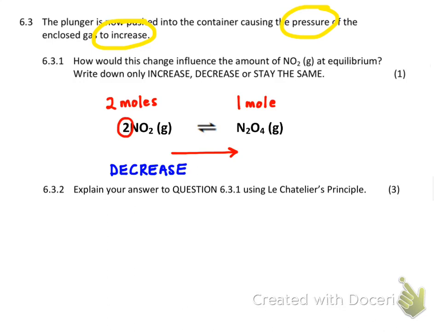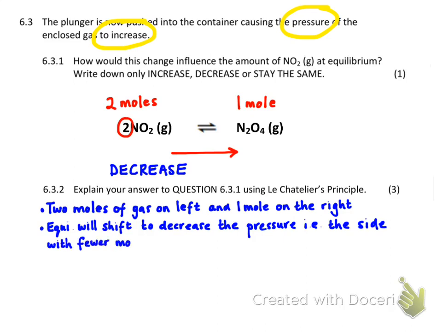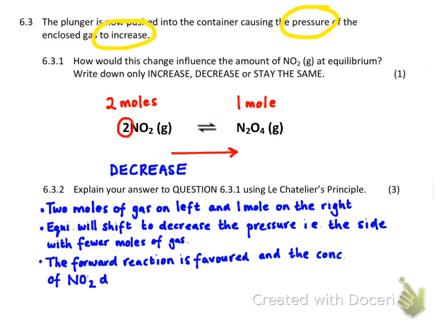Now I've gone through the explanation, but let's just quickly talk through it. We've got 2 moles of gas on the left, and we've got 1 mole on the right. And according to Le Chatelier, the equilibrium will shift to decrease the pressure. In other words, it will go to the side with fewer moles. And that's the side with N2O4. And therefore, the forward reaction is favored, and hence the concentration of NO2 decreases.